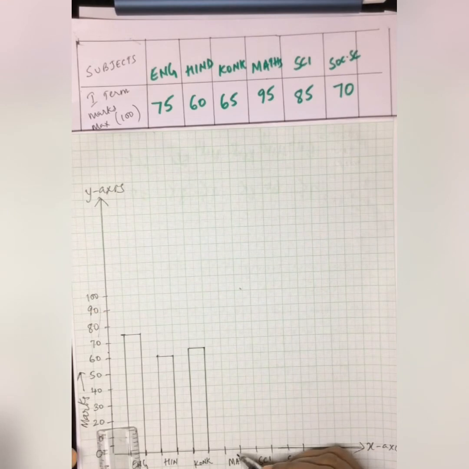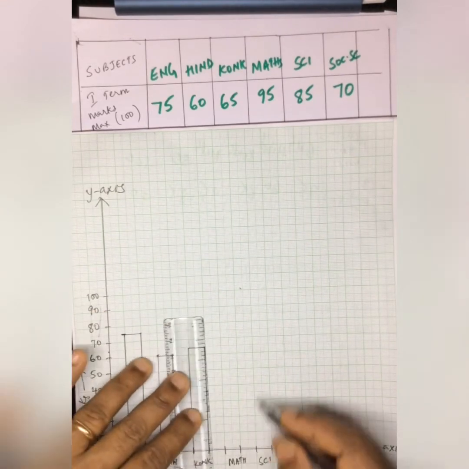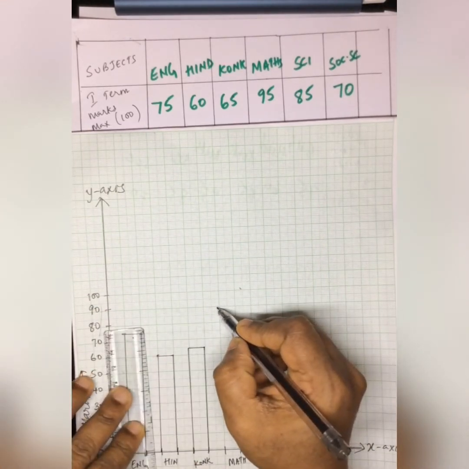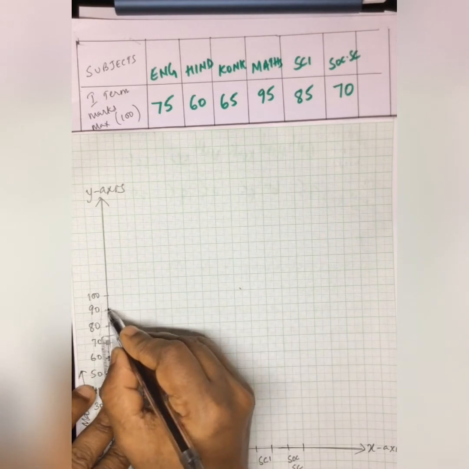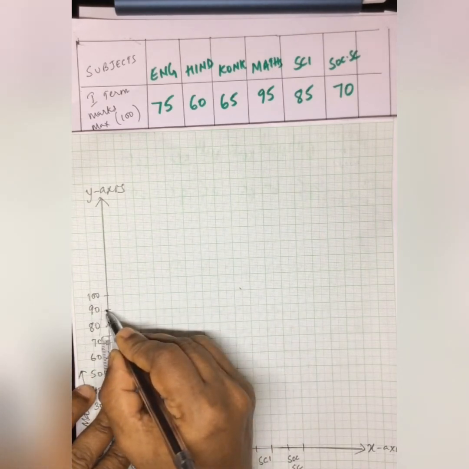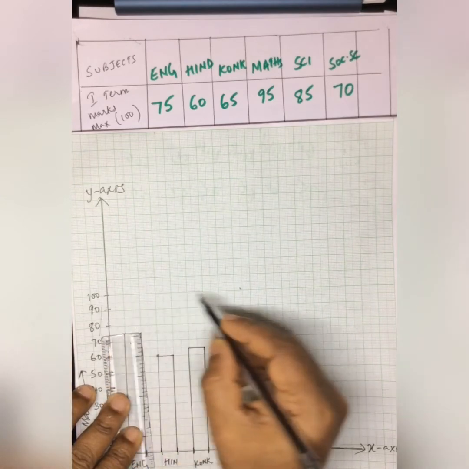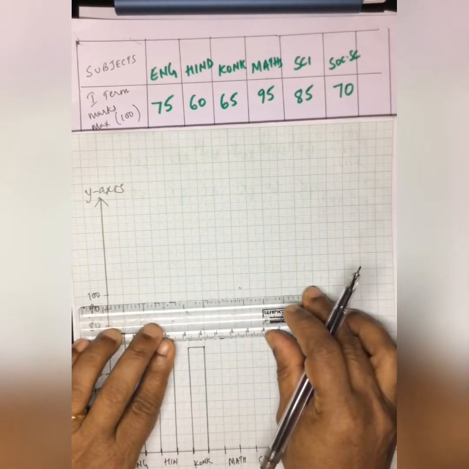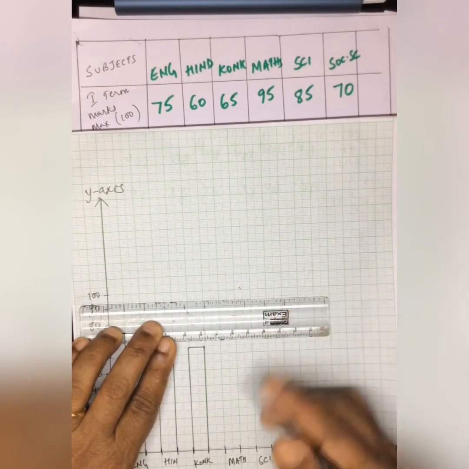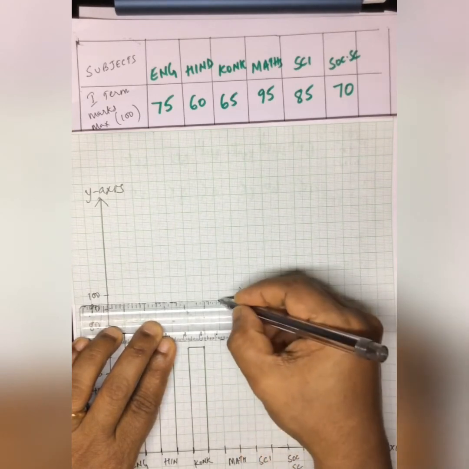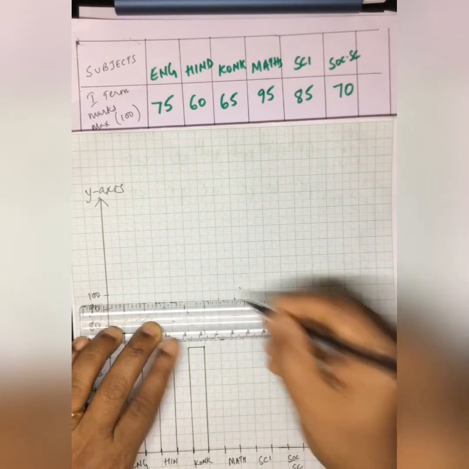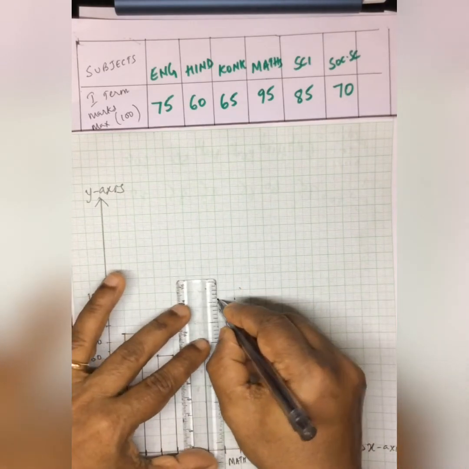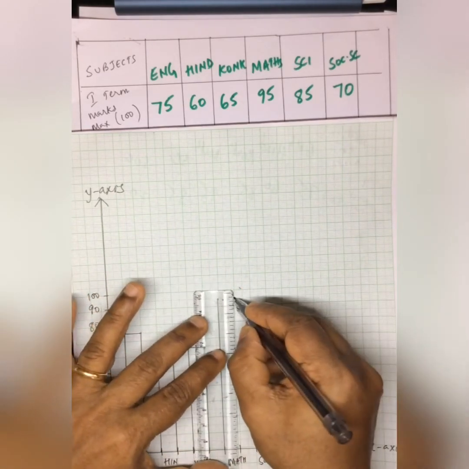Then you have mathematics. Mathematics is 95. So from 90 to 100 there are 10 small divisions. So you count 91, 92, 93, 94, 95. So you get it at the center. You can check here. You can hold the scale and check here for mathematics. Yes. Put 2 points here. Draw this.